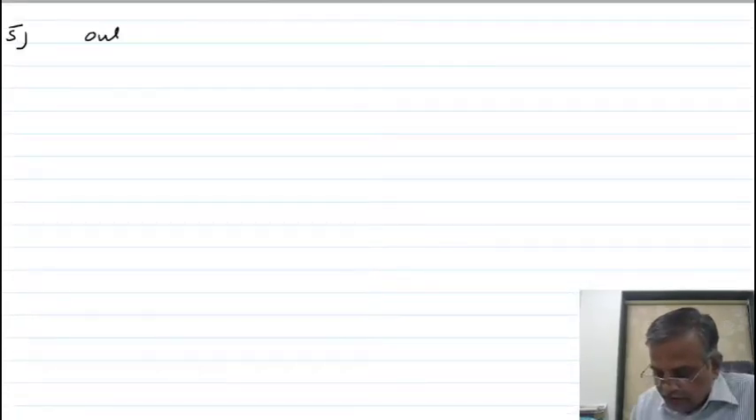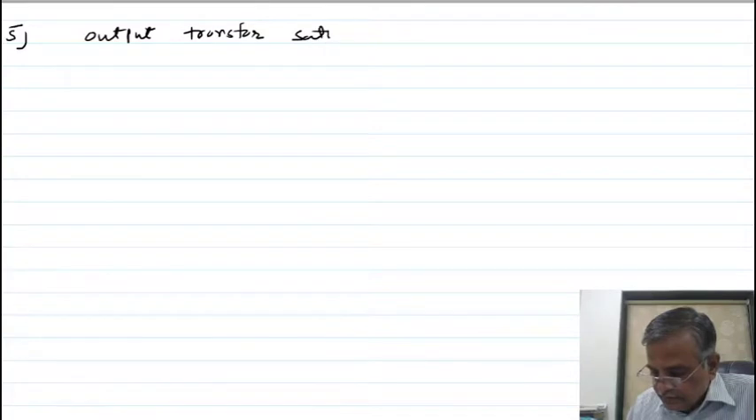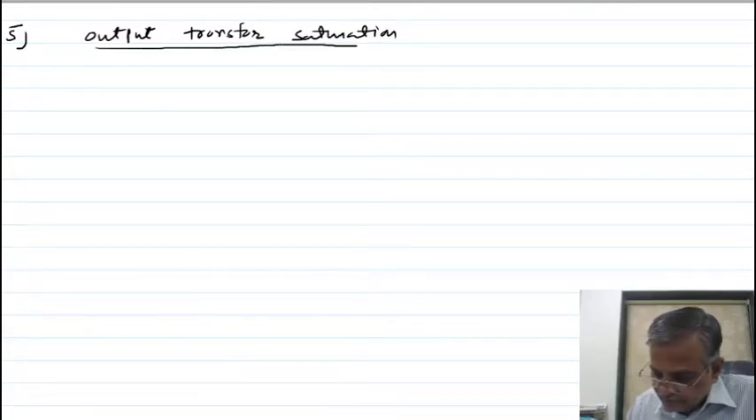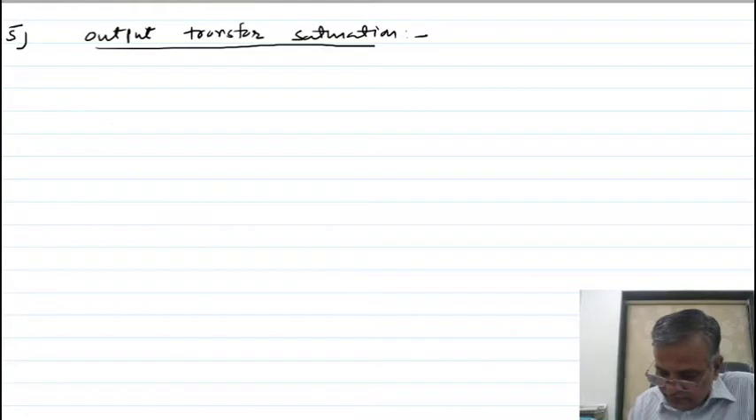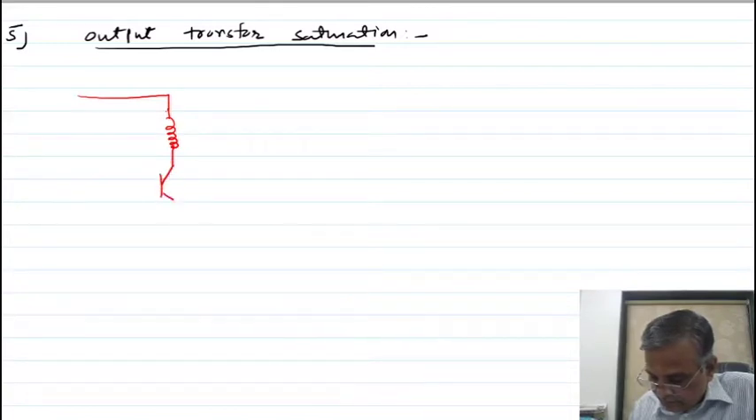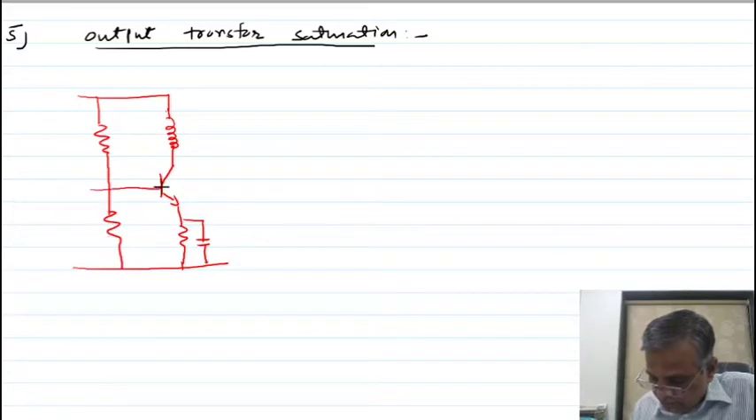Fifth is output transformer saturation. This is the circuit diagram of a transformer coupled amplifier.